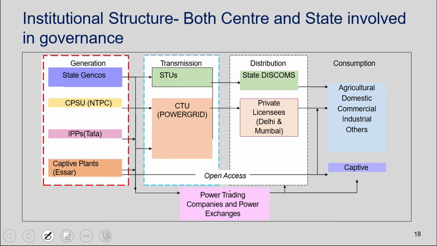This is the institutional structure. In generation, we have state generating companies, we have NTPC, the national generating company, we have independent producers, that's the private sector, but we also have captive plants, companies which do their own generation. You need to get permission for that. Then transmission, and distribution, where we have the state DISCOMs. But increasingly, certainly in Delhi and Mumbai, we also have private companies distributing power. And I spoke about the power trading companies and power exchanges, where buyers and sellers can interact on a high frequency basis. Currently, I'm told this high frequency market accounts for about 4% of the total power bought and sold in the country. And then you have, of course, the final consumers.